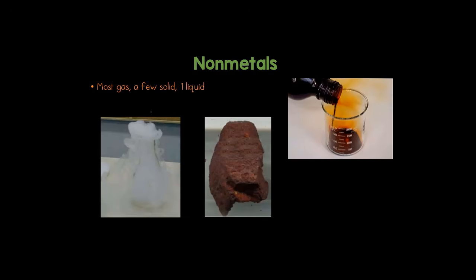There are 20 nonmetals on the periodic table. Out of those 20, most are gases, a few are solids, and only one, bromine, is liquid at room temperature. But even the nonmetals that are solid are still very different from solid metals. Nonmetals can be very colorful, but they do not have luster. They do not reflect light, and they're not shiny. They're dull.